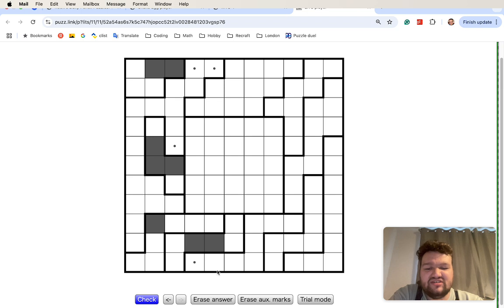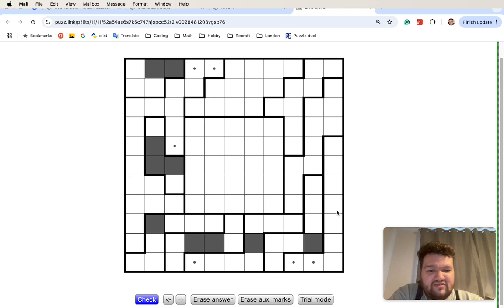Now I have only 7 cells left, so this one must be shaded. And this one is already 7, so this is shaded. Now in this region, if I shade this one, it will go like this and create this 2x2 in the corner. So actually this one and this one must be unshaded.